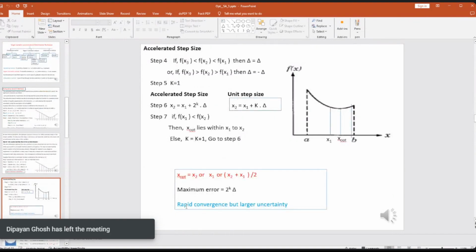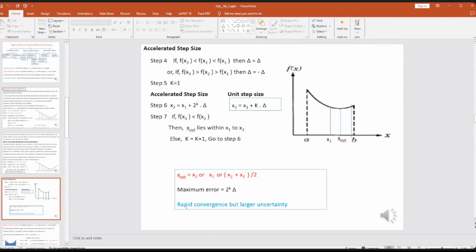So now we are confirmed. We have x1 and we know the search direction by giving the proper sign to delta. Now suppose we are starting another algorithm within this algorithm, which is called the accelerated step size algorithm. Now suppose k is equal to 1 and we are writing x2 is equal to x1 plus 2 to the power k into delta. At this iteration, actually the shift of the point will be 2 delta as k is equal to 1. Okay.